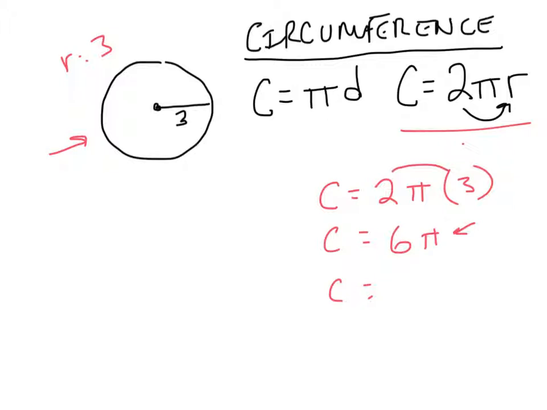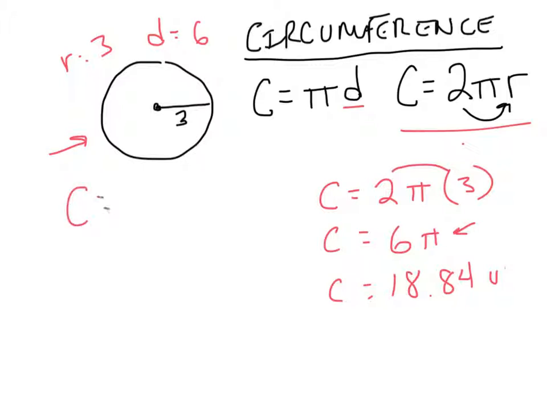6 times 3.14, and we get 18.84. And this would be in units squared, or excuse me, not units squared, just units, because this is perimeter and it's one-dimensional. Now, to show you what that would look like in the other formula real quick, to find my diameter, I have to multiply my radius by 2, so my diameter would be 6.